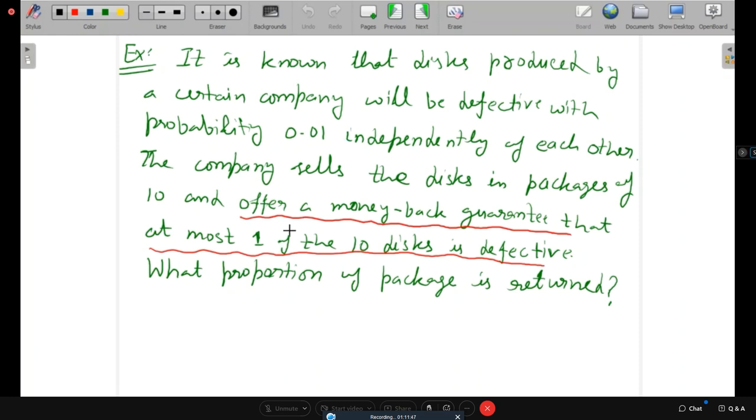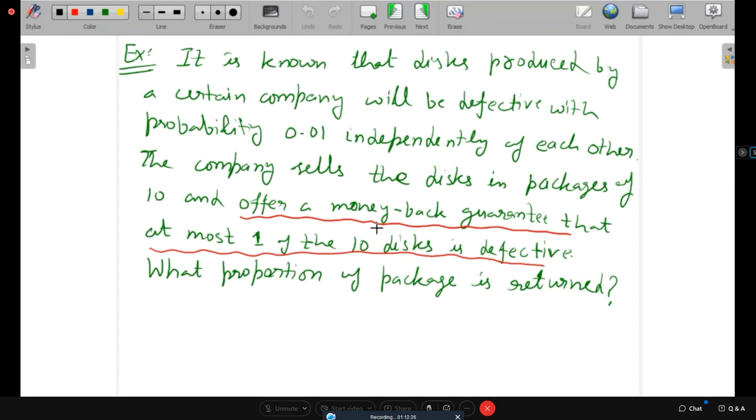The company offers a money back guarantee that at most one of the 10 discs is defective. So it is giving a money back guarantee, which means that if more than one disc is defective, that is x greater than or equal to 2, then it will give you the money back. What proportion of packages is returned?